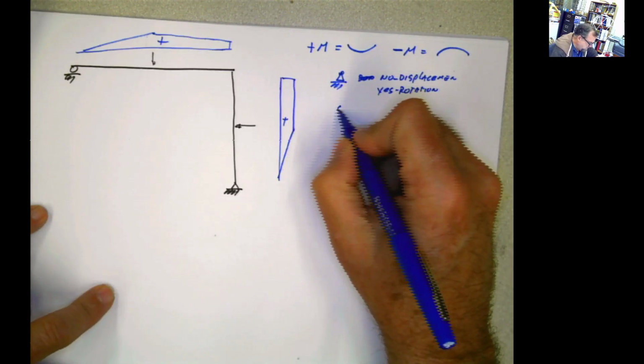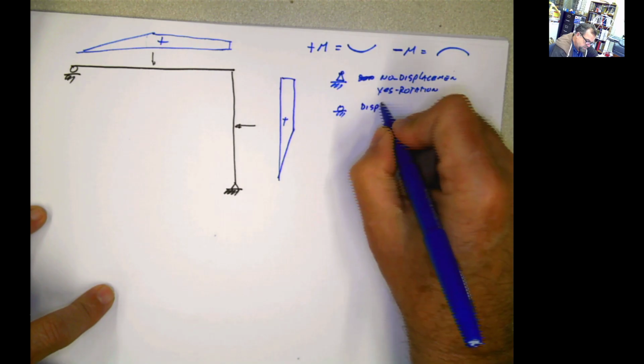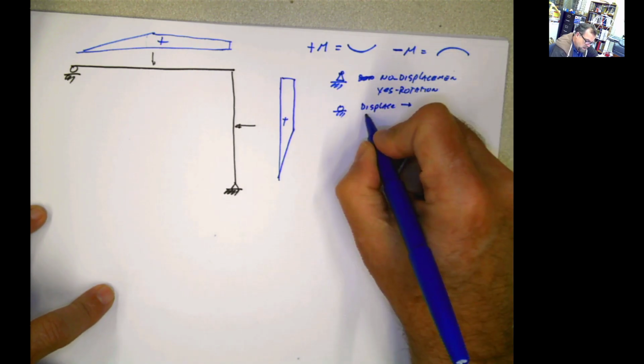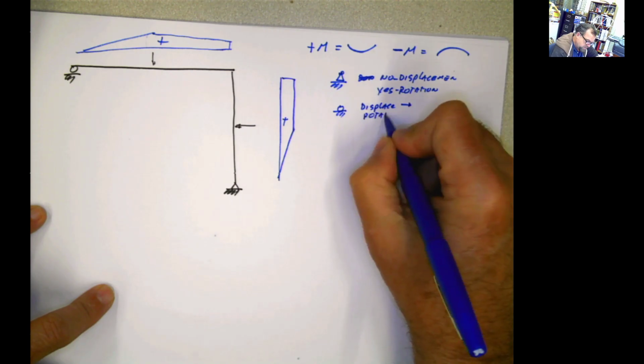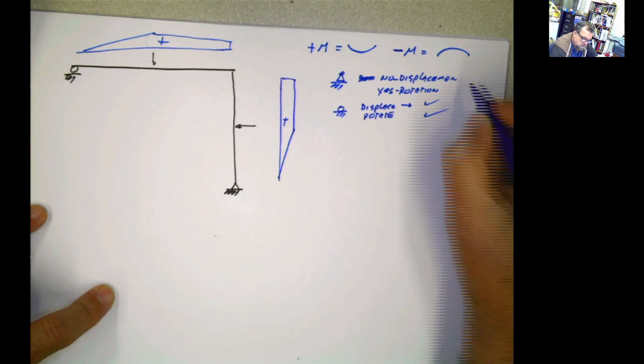The roller displaces in one direction and rotates also. Both. Let me put it like this.